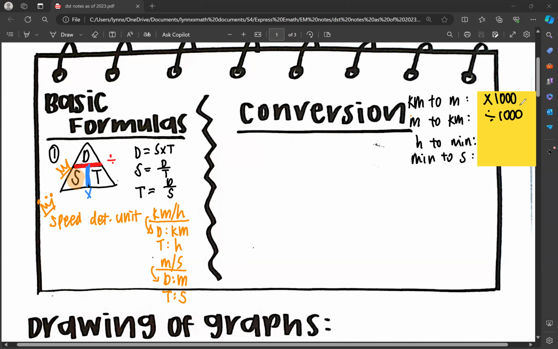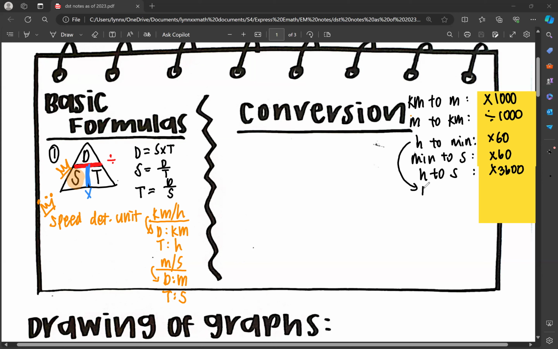How do you go from meters to km? No, it's the reverse. Meters to km is the reverse from km to meters. So how do you go from hours to minutes? How do you go from minutes to seconds? Times 60. So therefore, if I want to go from hours to seconds, how do I do that? Very good. So it will be times 3600. Understand?